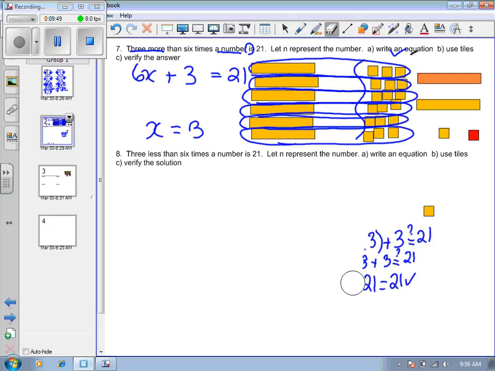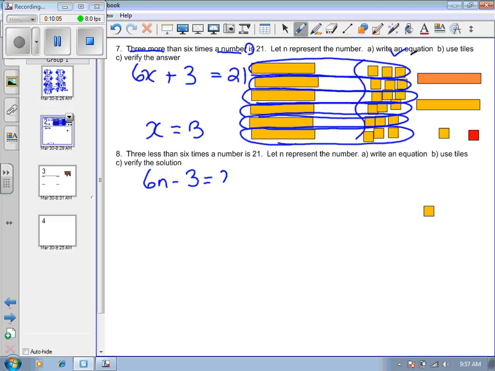Number 8. 3 less than 6 times a number is 21. So how do I write 6 times a number? 6n. 3 less. Very good. Minus 3 is 21. It says to use tiles to solve. So we're going to do exactly the same thing.